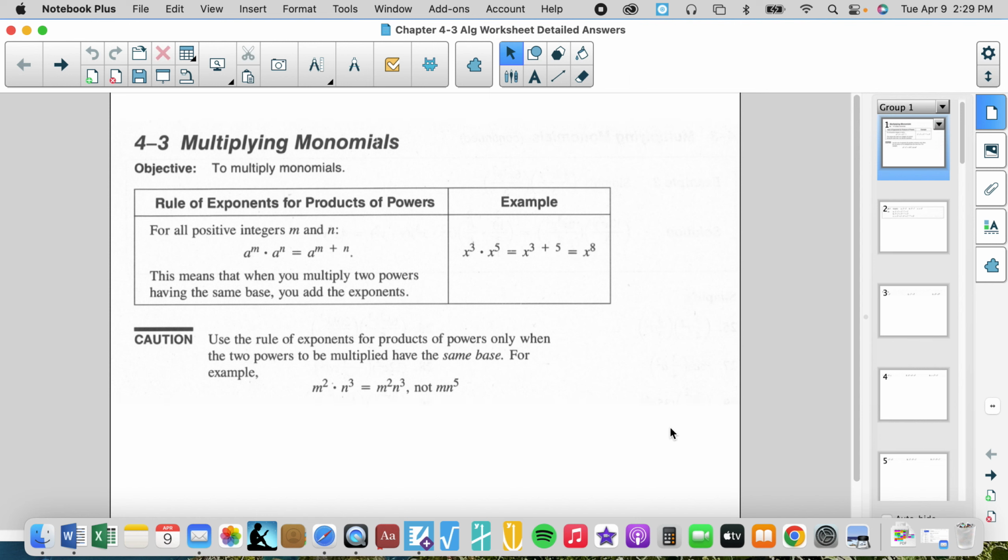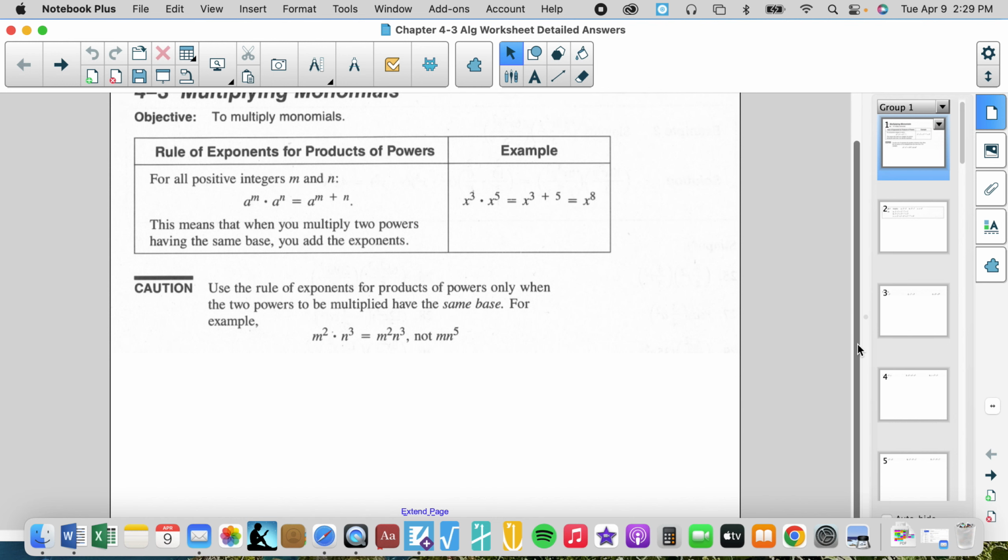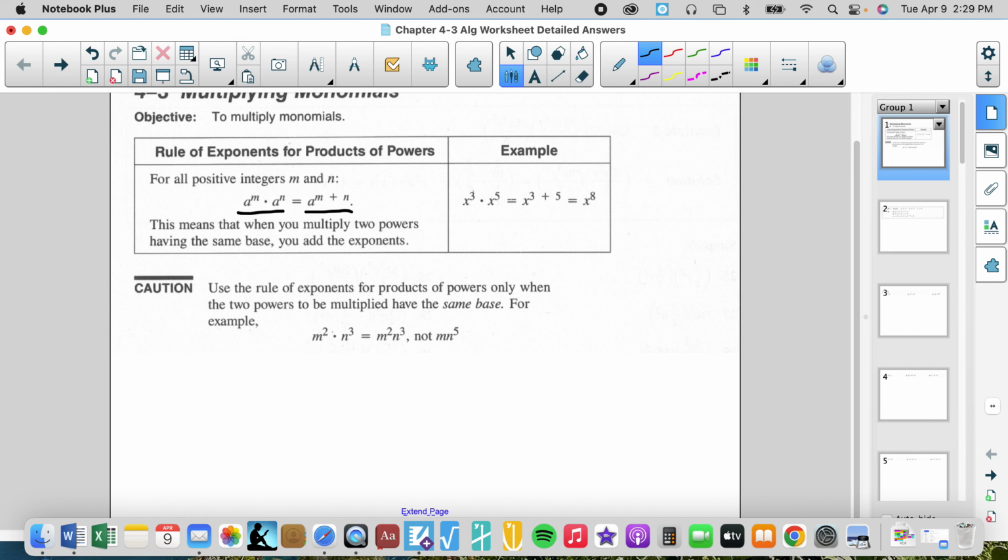Oops, sorry about that. Chapter 4.3, multiplying monomials. Very similar to 4.1, where we know how we're multiplying like terms. And one of the rules here about multiplying like bases is that when we multiply like bases, we are going to add their exponents. And let's go over that.